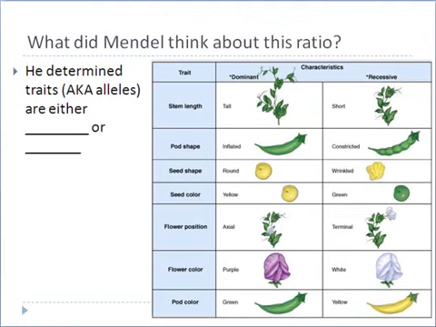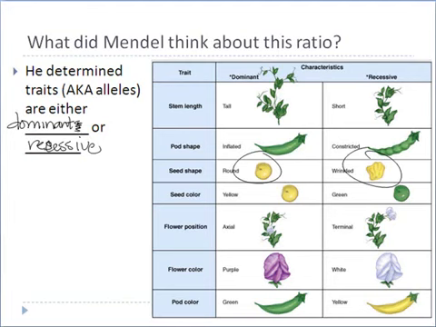What he said was, basically, anytime I get this 3-to-1 ratio in the second generation offspring, that must mean that I have traits that are dominant and other traits that are recessive. And the way they are interacting with each other is determining whether I get tall or short offspring, or whether I get offspring with purple flowers or white flowers, or whether the pea pods are round or wrinkled, or whatever it is.